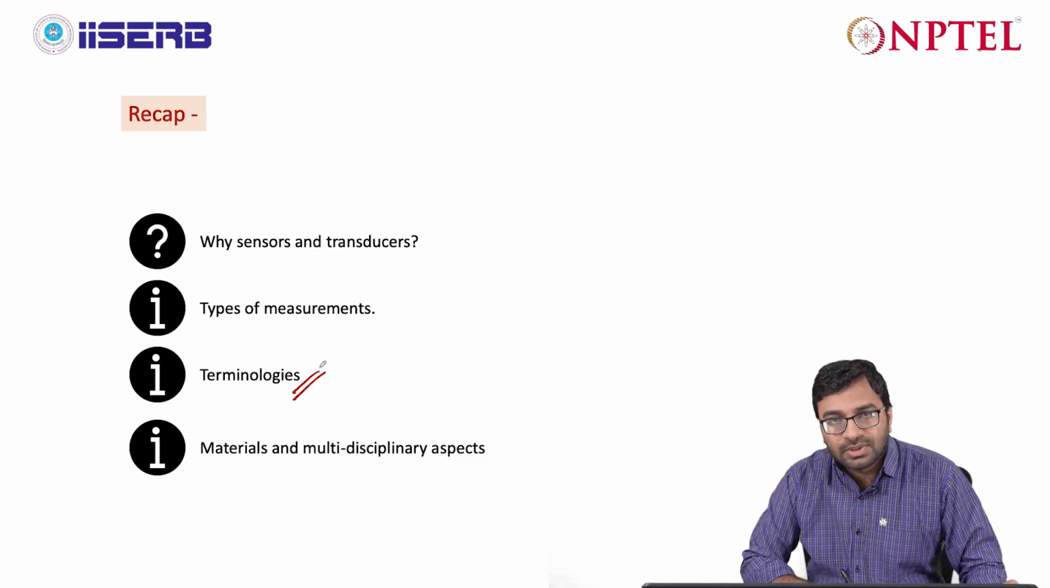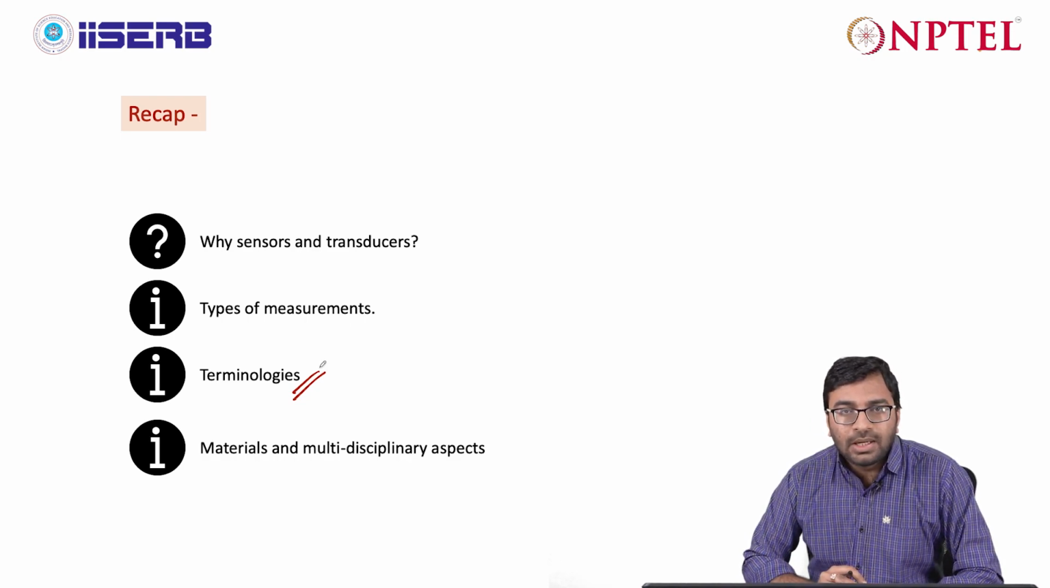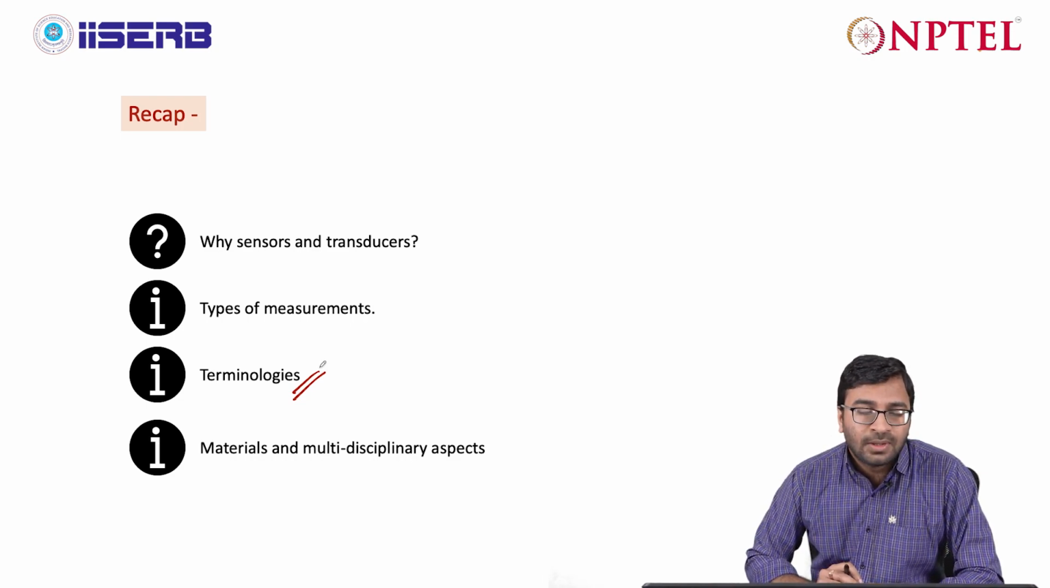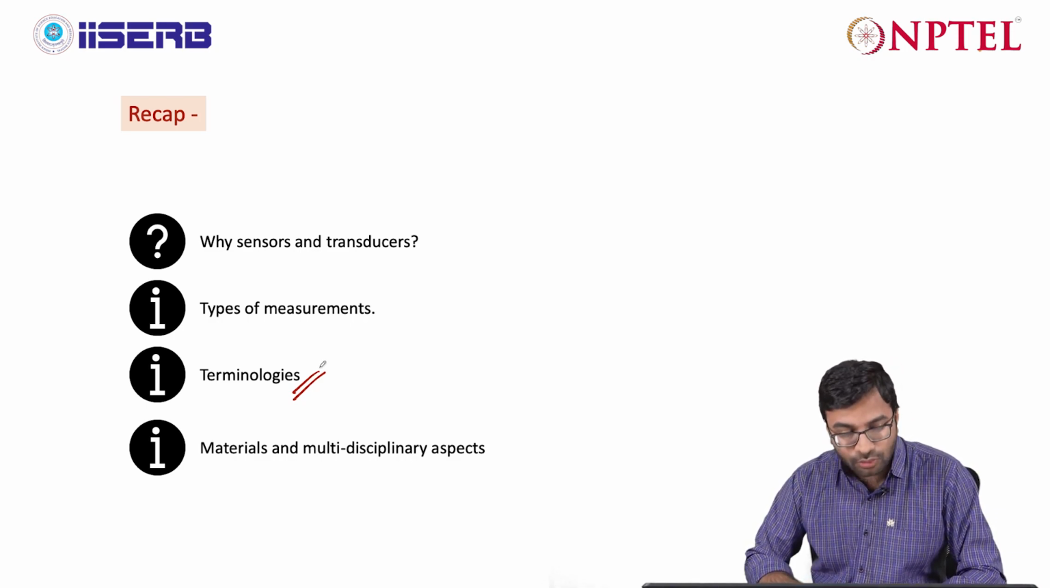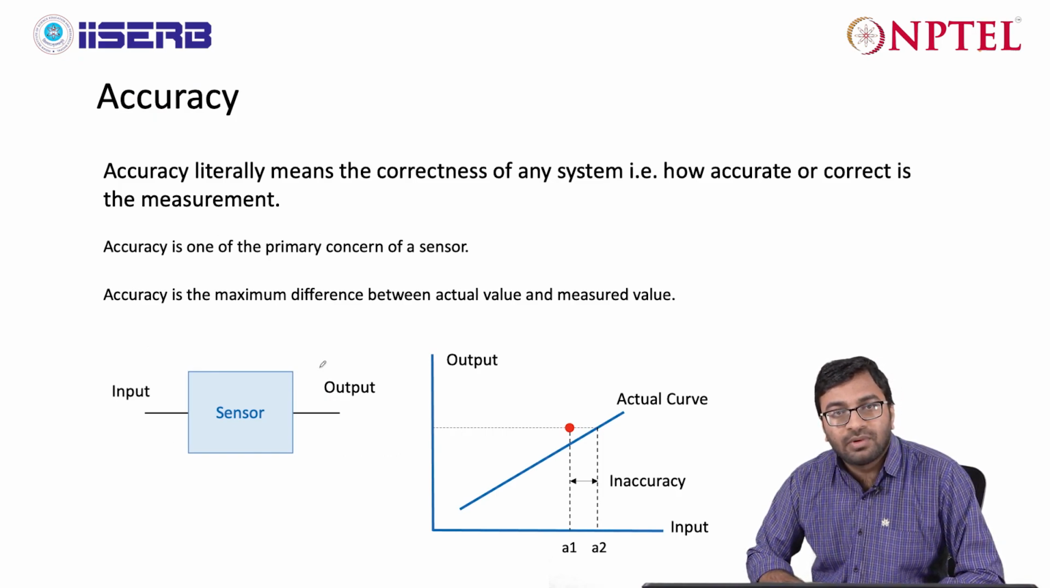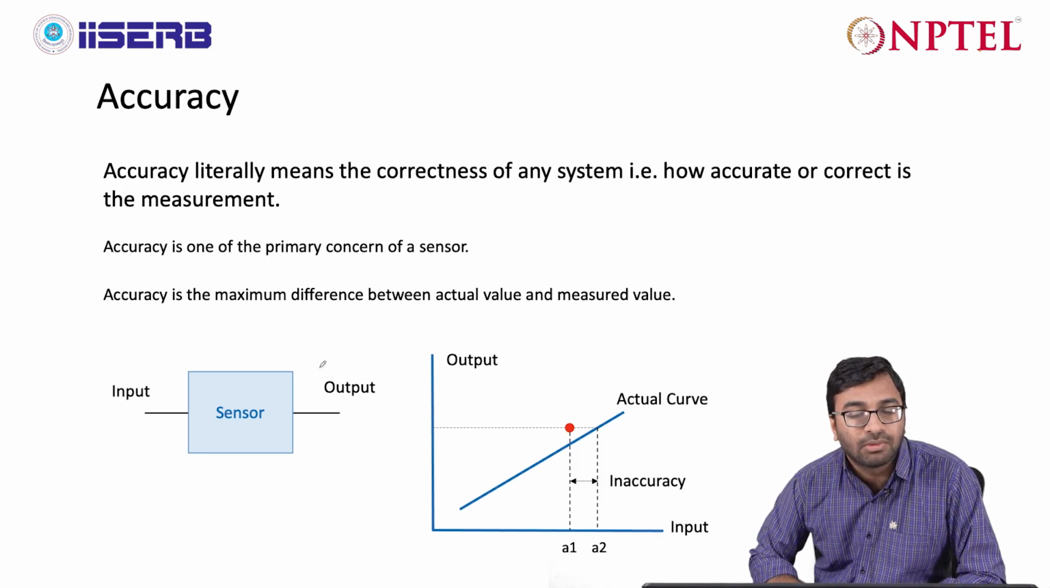In that lecture we have seen that there are almost, I think, 20 different terminologies that we need to check when we design a particular sensor for a certain application. Although I would say that there are many other terminologies which I did not list in that lecture, while we are discussing, probably we will again bring in those aspects as well. So today we will start with our first terminology associated with sensors, which is known as accuracy.